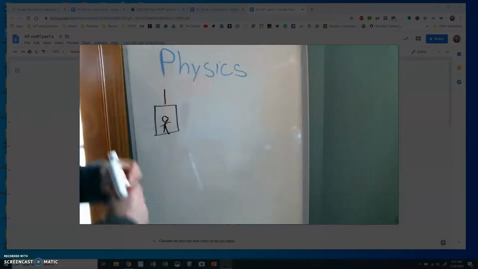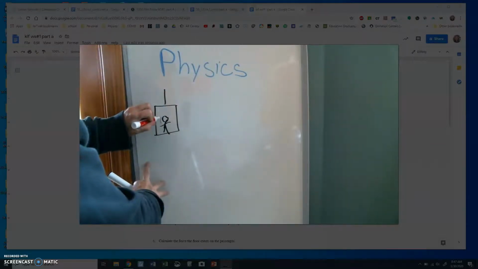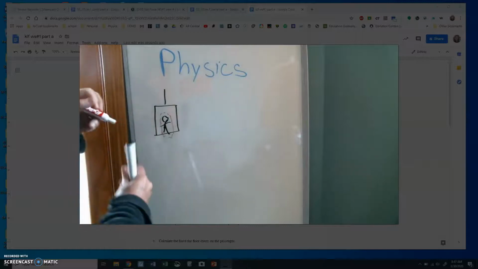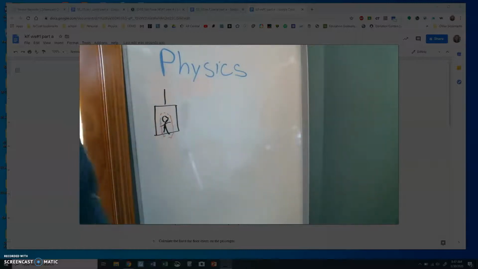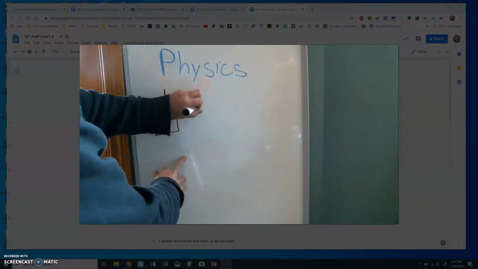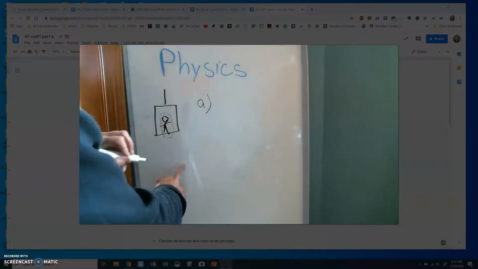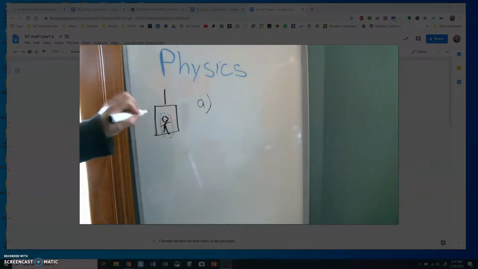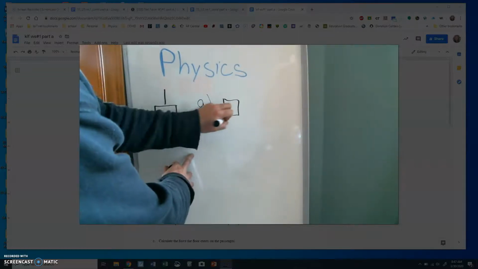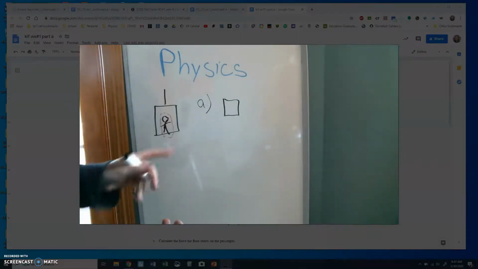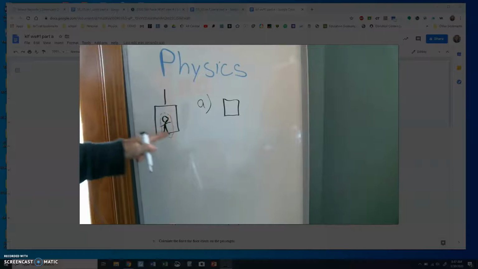Remember when we did free body diagrams, we said we are doing a force diagram or free body diagram for the person. So we just want forces on the person, okay? So part A basically is a free body diagram, a force diagram. And what forces do we have on the person? Not the cab, but the elevator.